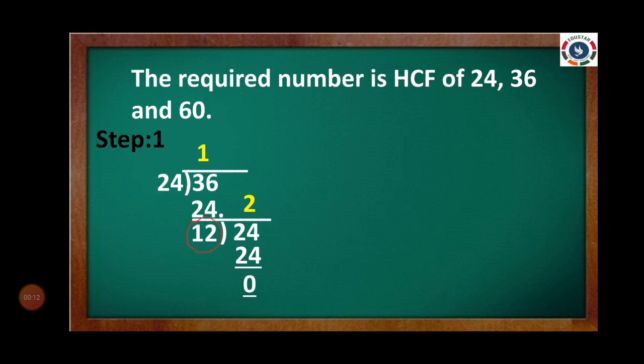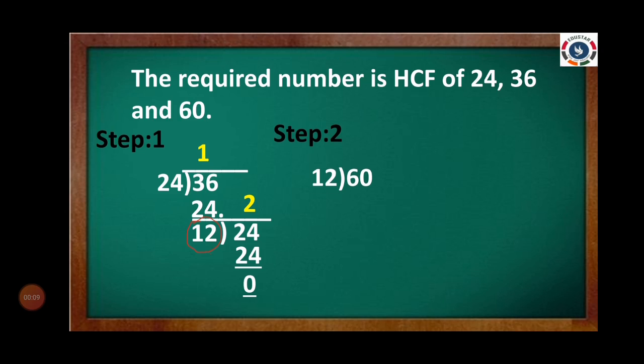Okay, that 12 and 60 we are going to use to divide the values. The 12 is the divisor and 60 is the dividend. So write the second step. Now we are going to use the third number 60. So 60 goes inside the box and 12 outside.